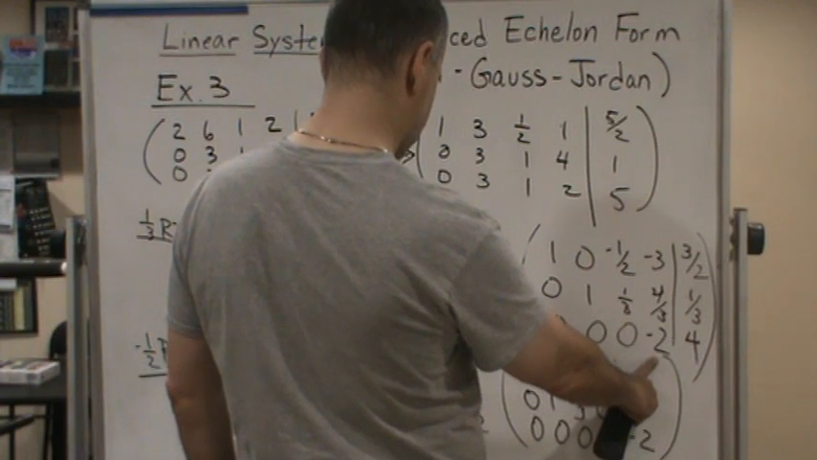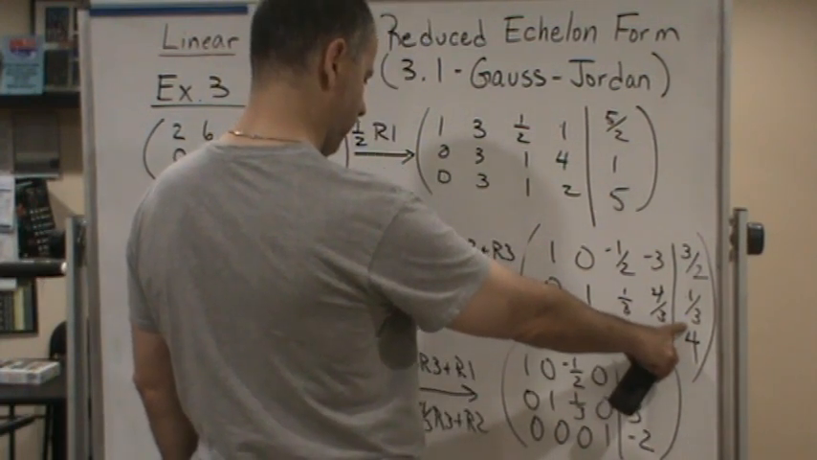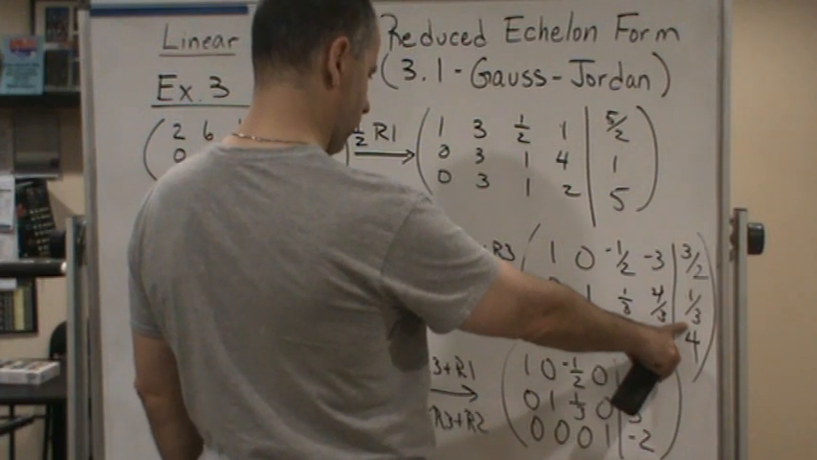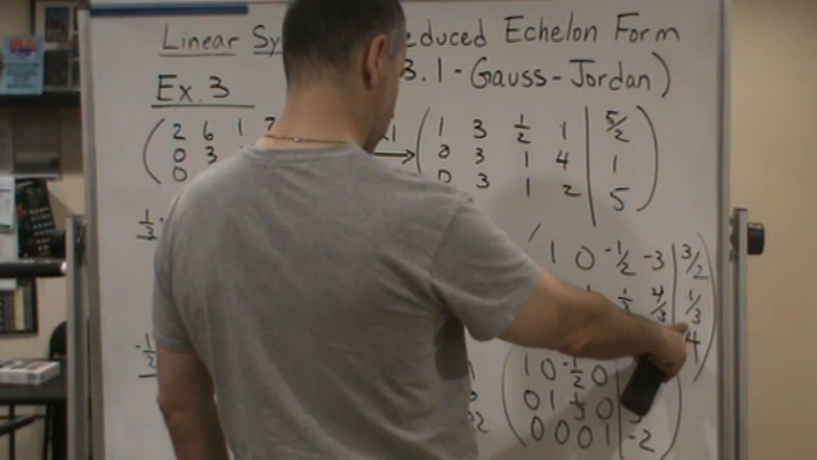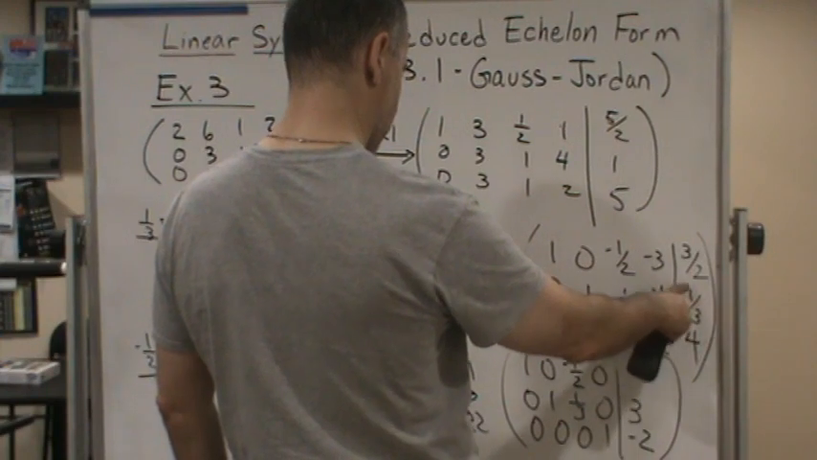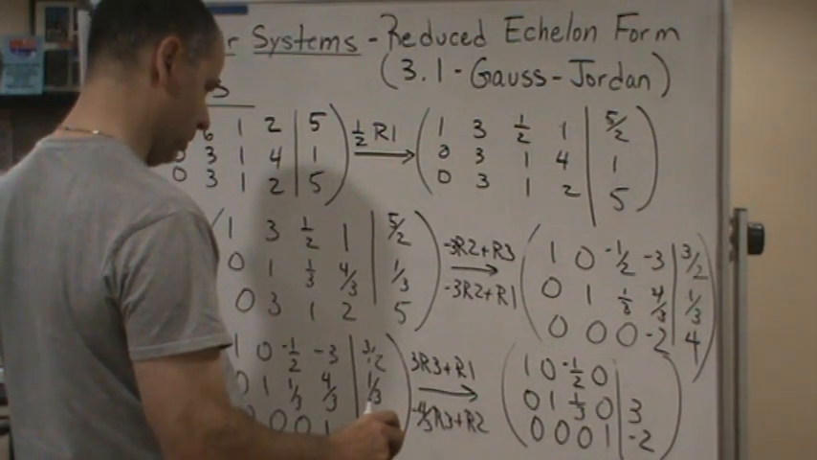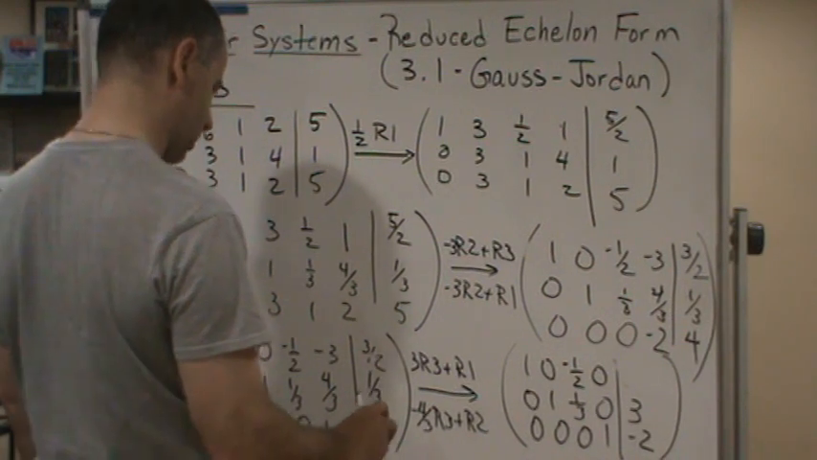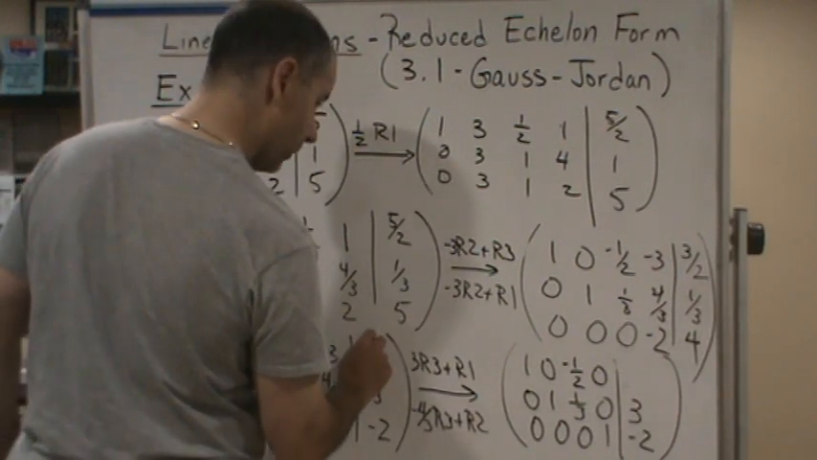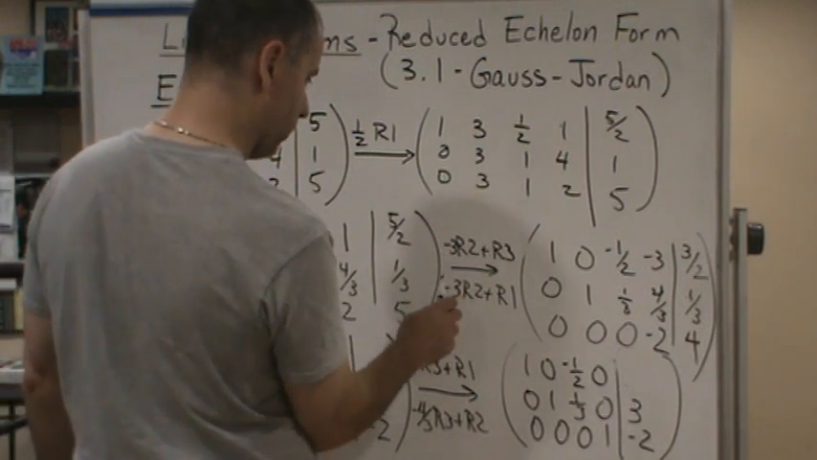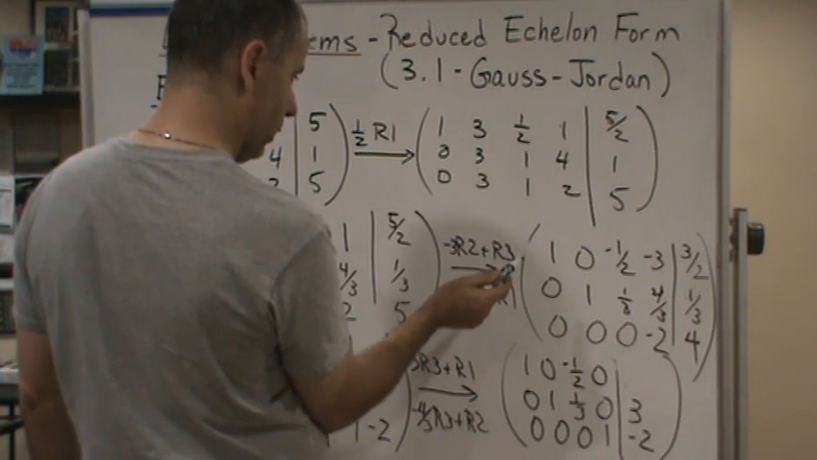Negative 3 times row 2 is negative 1. Plus row 2 is 1/2. Right? Just want to make sure I'm doing this right. Negative 3, that's negative 1, so that's going to be 1/2.